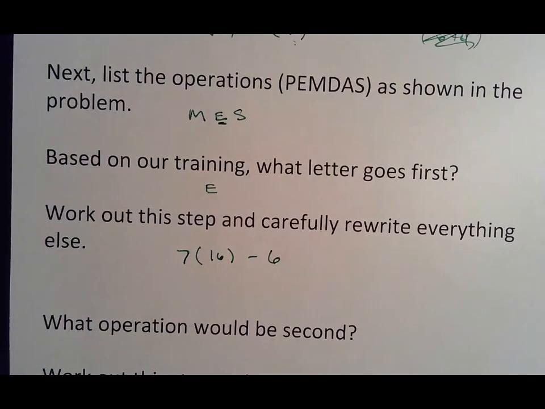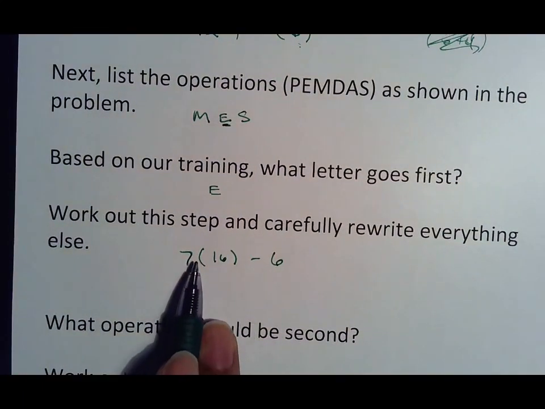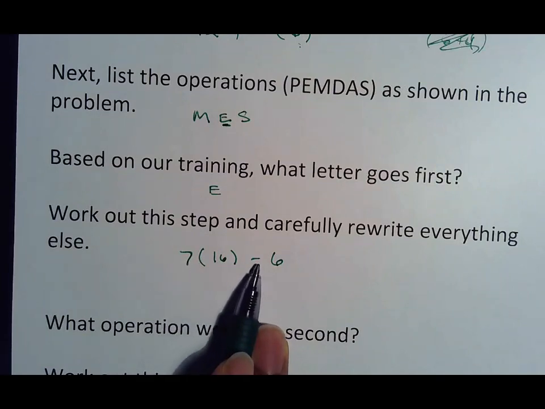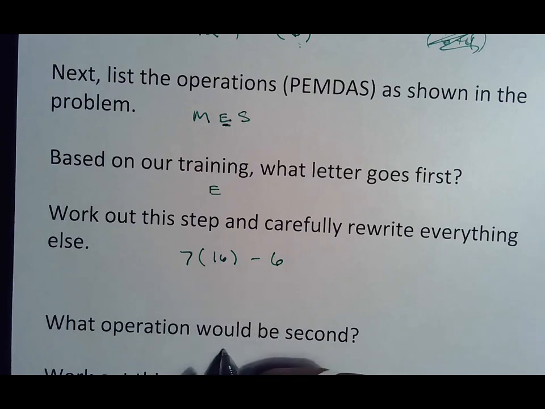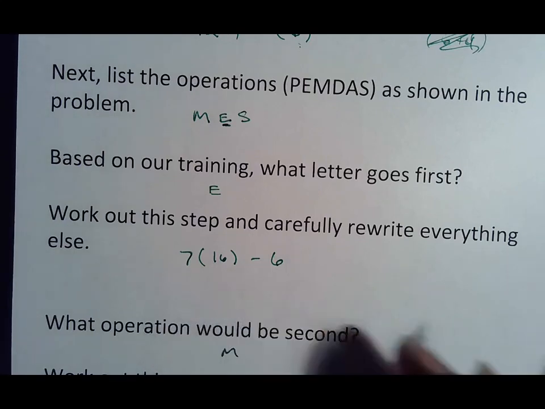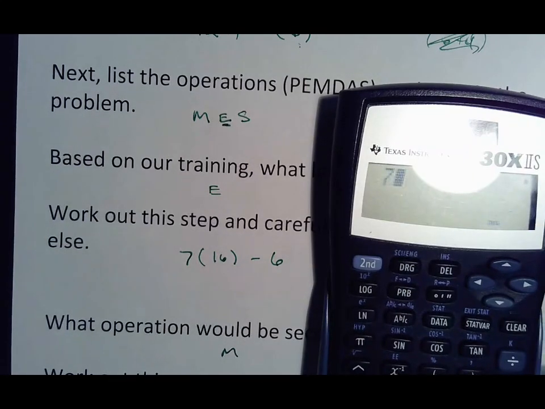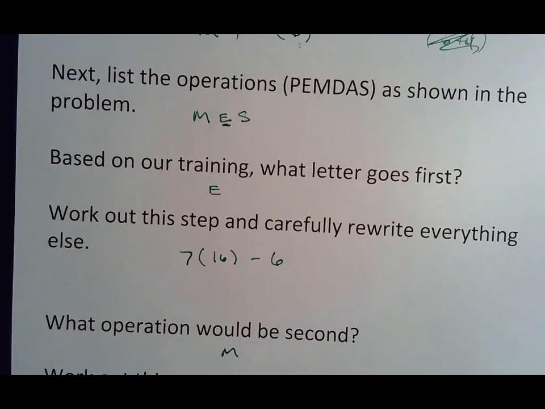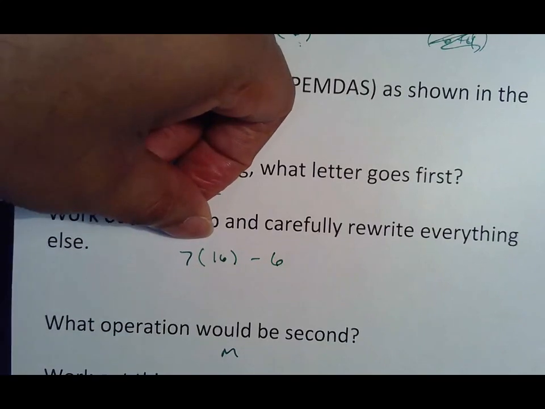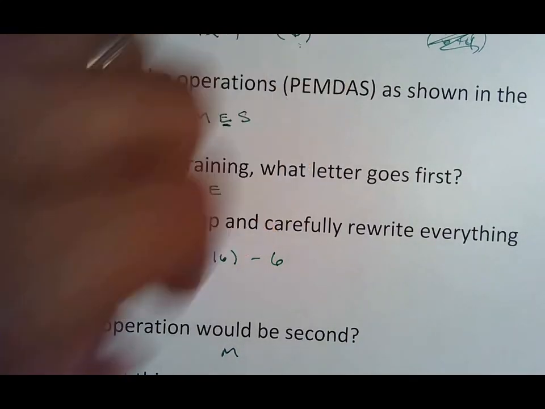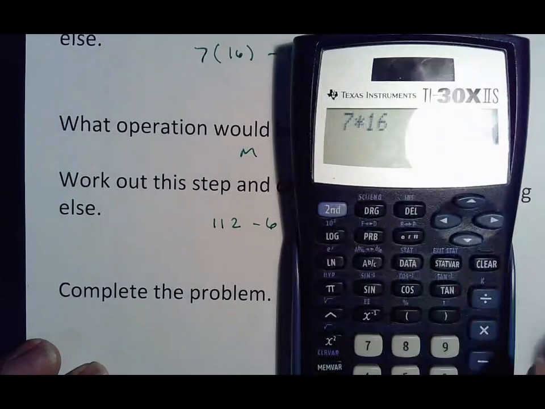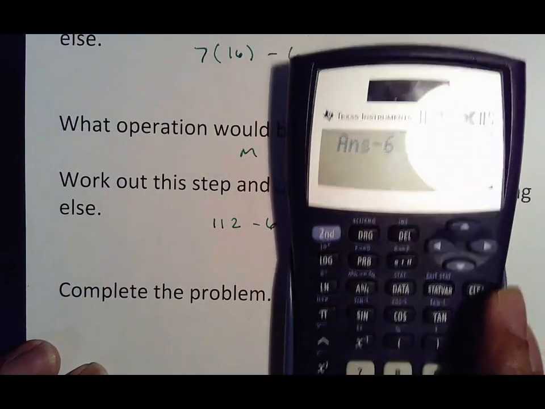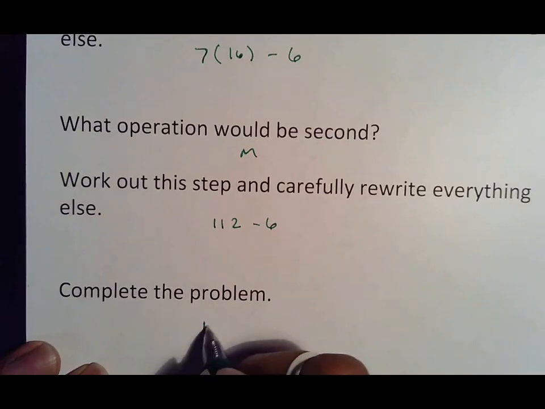What operation would be second? Well, looking at what we have here is multiplication and subtraction. Well, which one's higher on the list? And that would be multiplication, so M would be next, which means now we need to do 7 times 16. So 7 times 16 is 112. And again, that turned into 112 minus 6. And then complete the problem by just figuring out what 112 minus 6 is. If you have to do it here, that's fine. And it is 106.